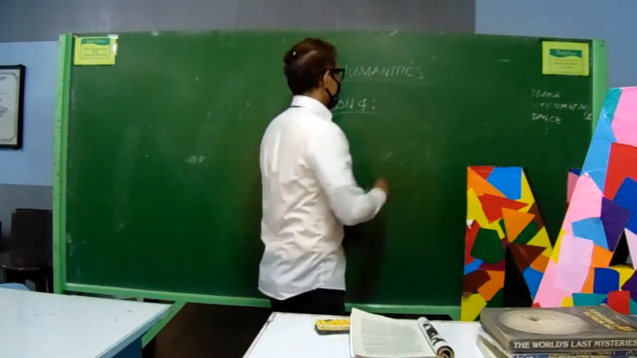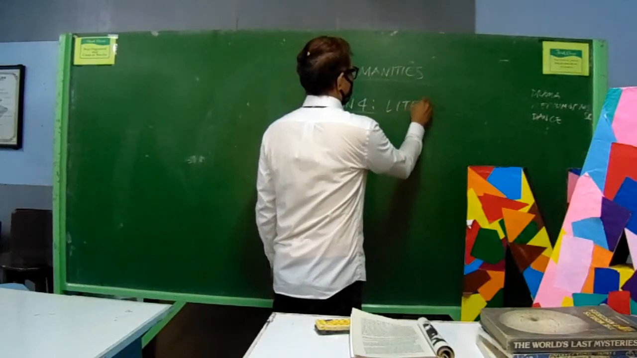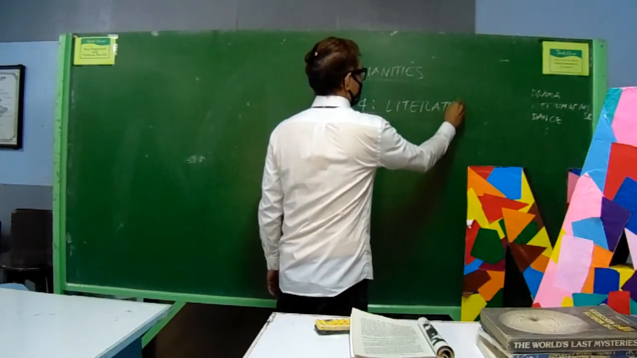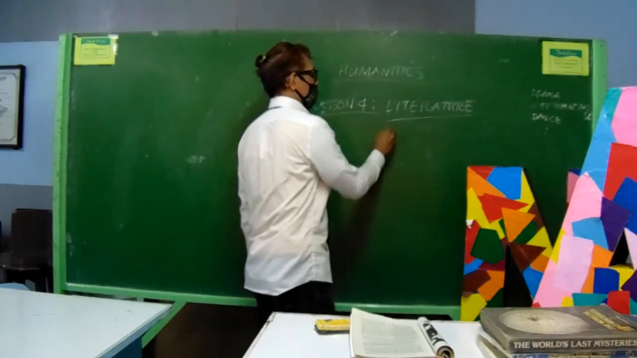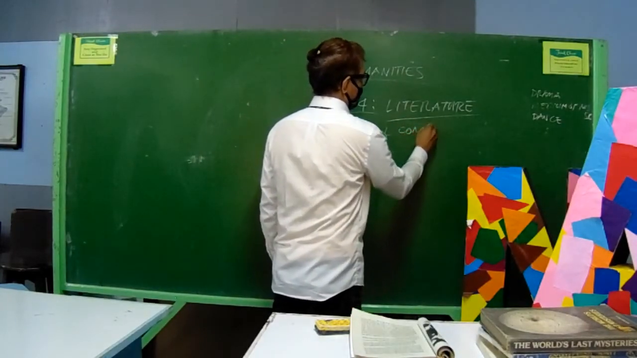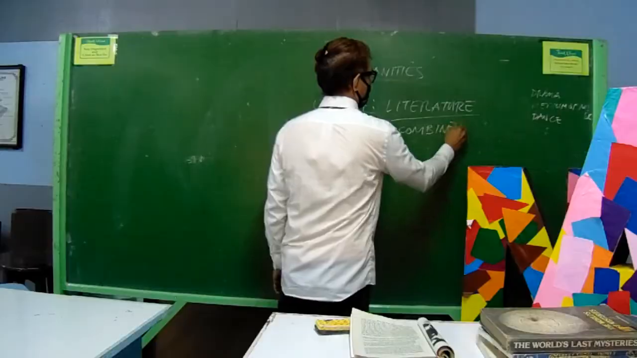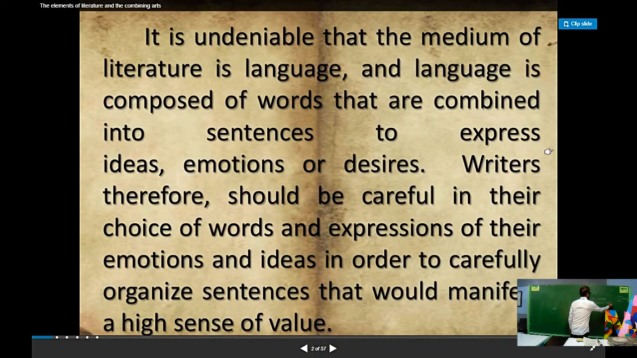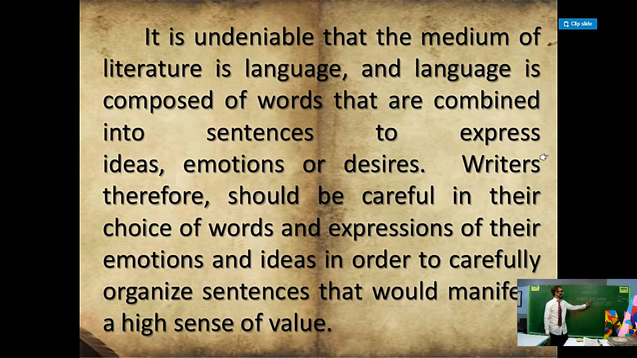Well, today's topic is all about the elements of literature and the combining arts. Okay, what is literature? It is something written in letters, in words, something like a history, a poetry, anything that is written in words and in letters. Well, a good content is a literature.